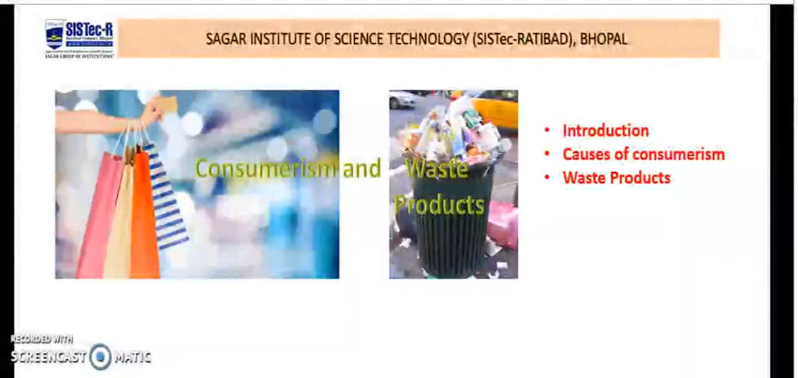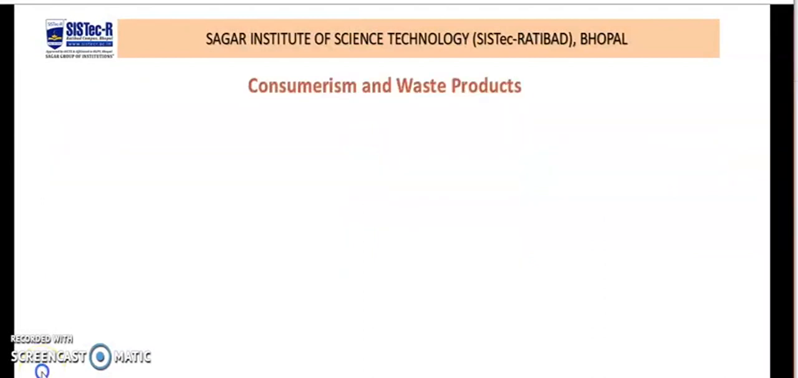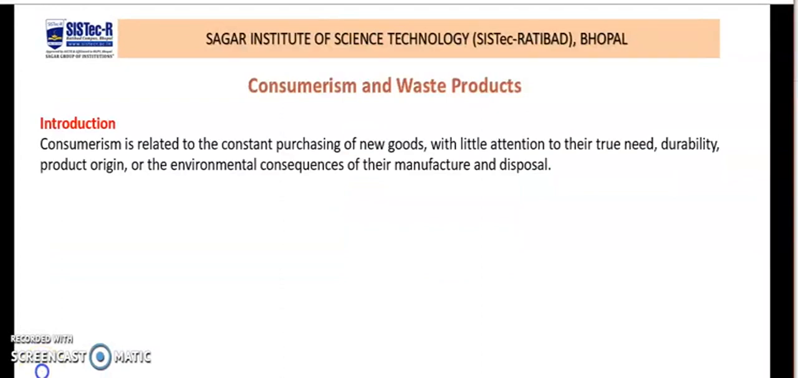Now the next topic is consumerism and waste products. In this topic we will cover its introduction, causes of consumerism and waste products. So, introduction of consumerism. Consumerism is related to the constant purchasing of new goods with little attention to their true need, durability, product design, or the environmental consequences of their manufacture and disposal.